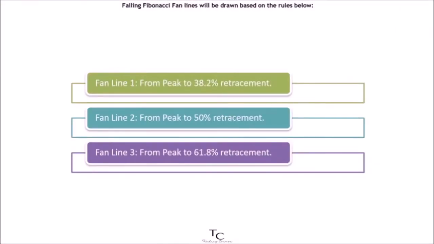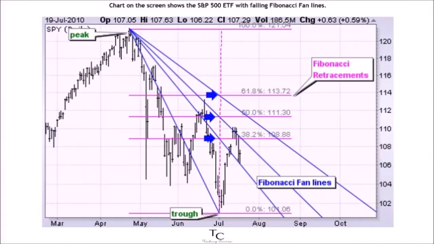Falling Fibonacci fan lines will be drawn based on the following rules. Fan line 1: from peak to 38.2% retracement. Fan line 2: from peak to 50% retracement. Fan line 3: from peak to 61.8% retracement.